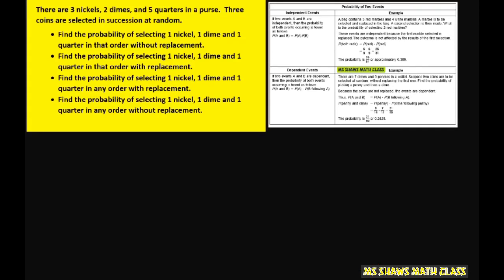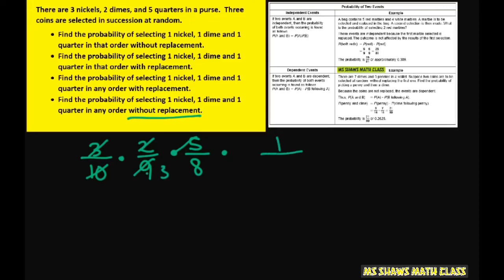Okay, so 1 nickel, this is without replacement. So 1 nickel is 3 out of 10. 1 dime is going to be 2 out of 9, which we've already done. 1 quarter is 5 out of 8. So this one's going to be, these two go into 10. 3 goes into 9 3 times. So this is going to be 1 divided by 24.